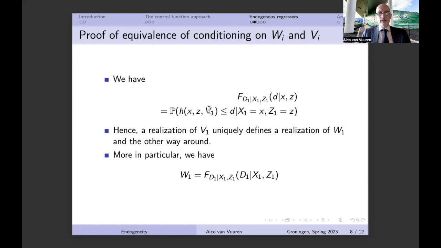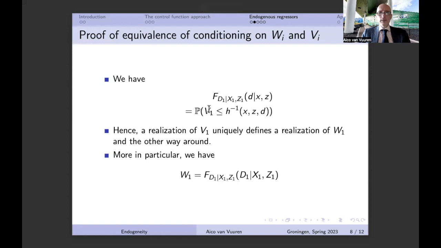If I'm going to do that, then I'm only going to have v1 here at the left hand side, and at the right hand side I'm going to get the inverse function of h evaluated in x, z, and d. Well, now I can realize that v1 is of course independent from x1 and z1. That's by assumption. That's also on this third slide.